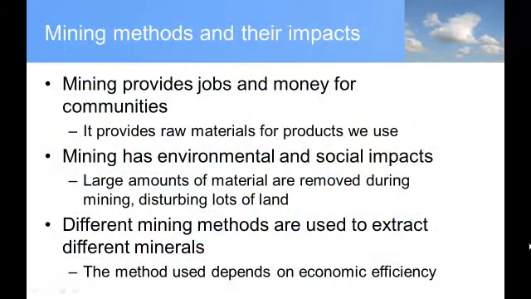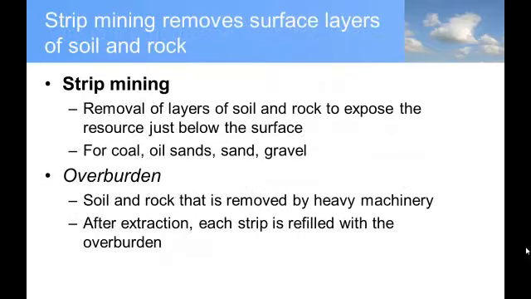Mining has a lot of impacts on the environment. First of all, it does provide jobs. It does produce economic opportunities, but it also has a big impact on the environment. And there are a number of different mining methods, and they all have their own impacts on the environment.